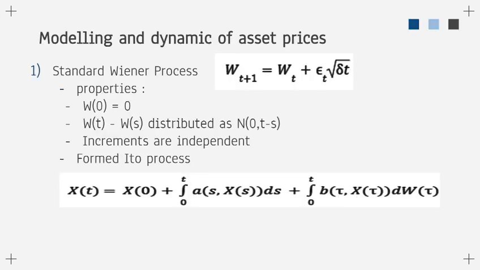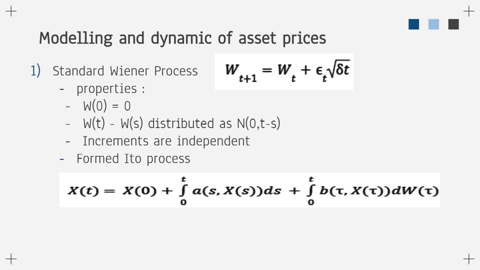In this part, we will introduce the modeling and dynamics of asset prices. First is the standard Wiener process, and this is the formula for the standard Wiener process. There are a few properties for the standard Wiener process: W0 equals 0, and then Wt minus Ws is distributed as a normal distribution with 0 mean and standard deviation square root of t minus s, and the increments are independent.